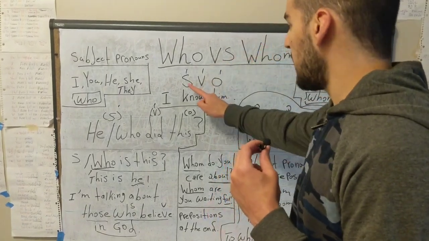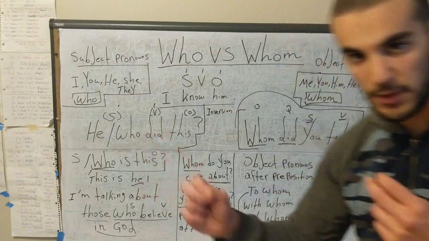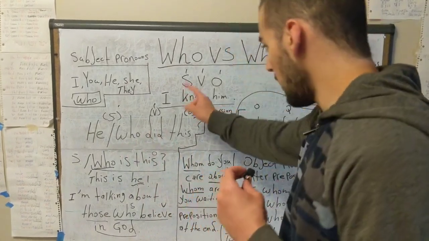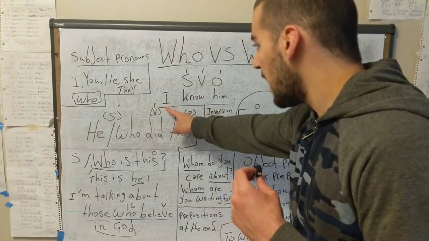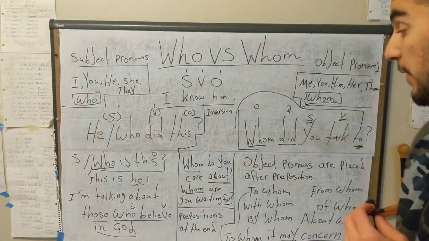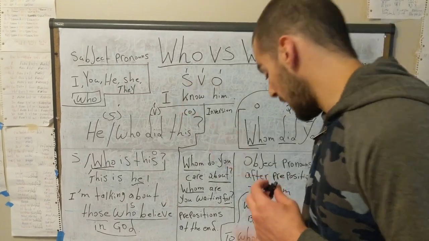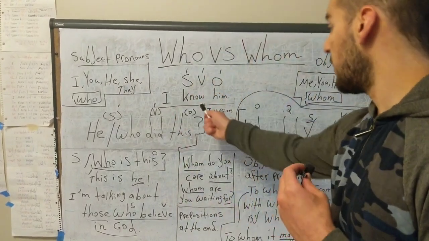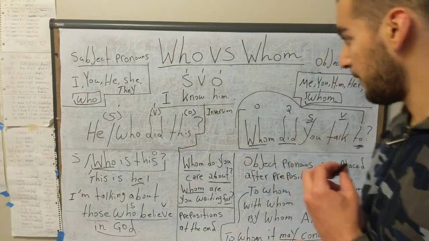Also, English is an SVO language, okay? That means you write it like this: I know him. Obviously, I is the subject, know is the verb, and the object is him.